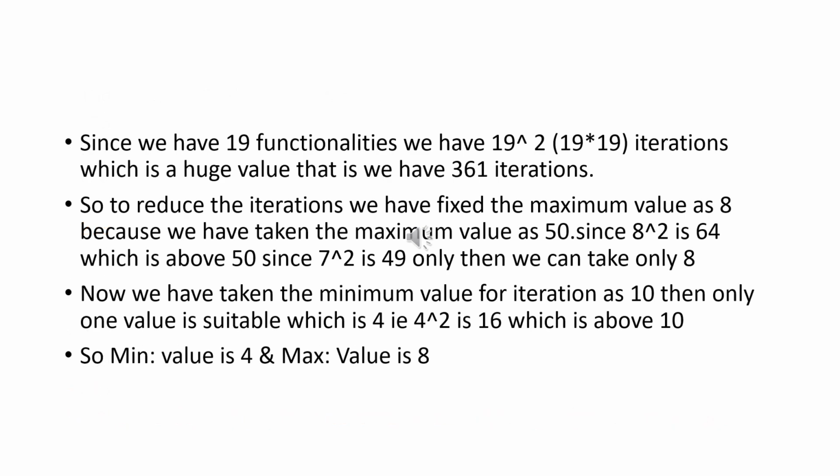Since we have 19 functionalities, we have n square iterations. That is 19 into 19, that is 361 iterations, which is a huge value. So to reduce the iterations, we have fixed the maximum value as 8 because we have taken the maximum iteration value as 50. Since 8 square is 64, which is above 50, and 7 square is only 49, we can take only 8. Now we have the minimum value for iteration as 10. Then only one value is suitable, which is 4, since 4 square is 16, which is above 10. So minimum value is 4 and maximum value is 8.